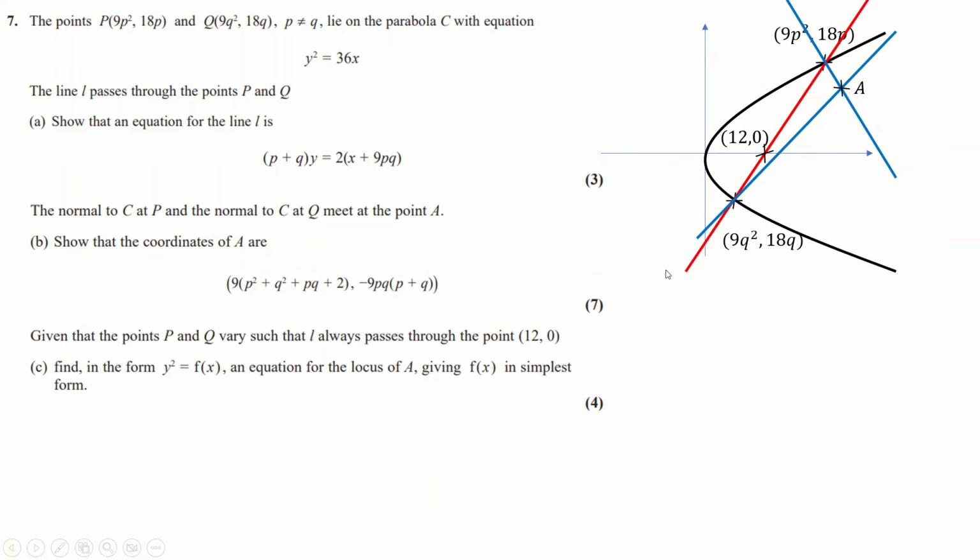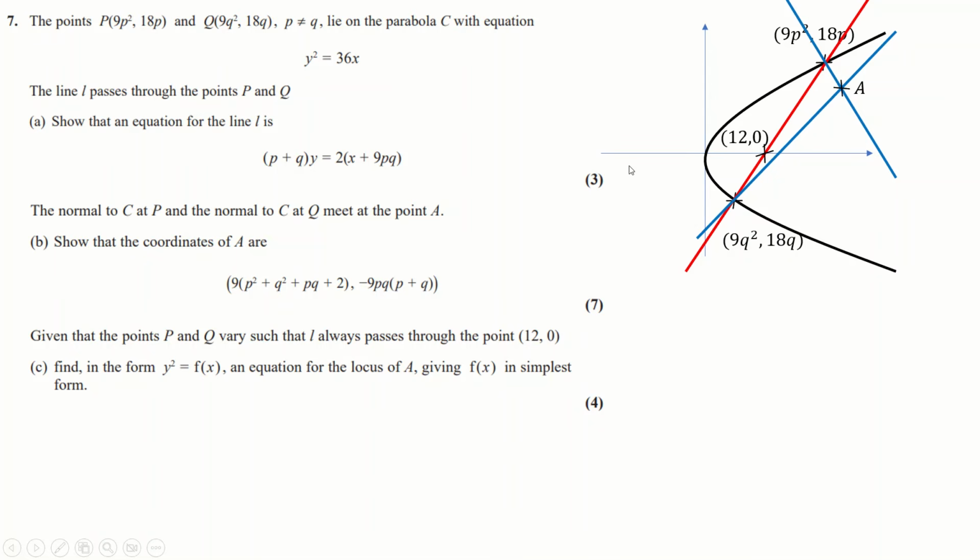Good, so the last part of the question now combines both pieces of knowledge. It tells us that, yeah, sure, we have these two normals meeting at this point that we said. We also have this line, which is of this equation. We're told now that the line goes through (12, 0). And it tells us to find, in the form this, an equation for all the places where A can be, under the single limitation that this line here goes through (12, 0).